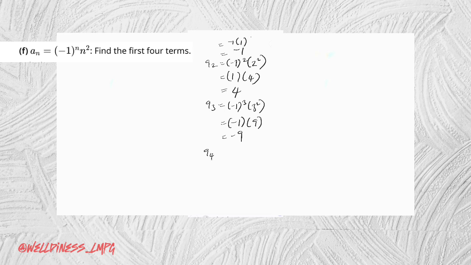Now for a4, you are going to substitute 4 everywhere you see n. So that will be minus 1 raised to power 4 multiplied by 4 squared. So minus 1 times minus 1 is plus 1, plus 1 times minus 1 is minus 1, minus 1 times minus 1 will still give you plus 1. And 4 squared is 16, so 16 times 1 will give you 16.